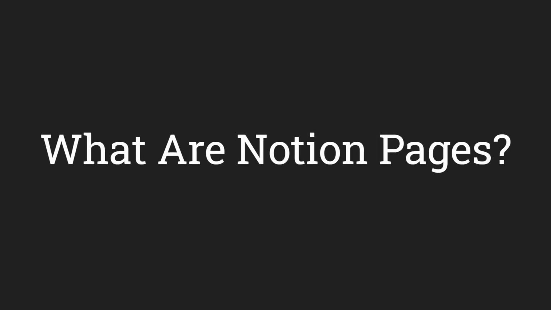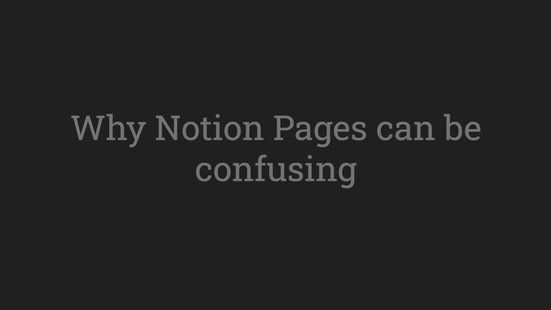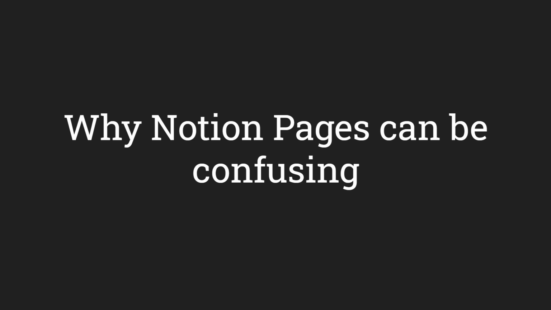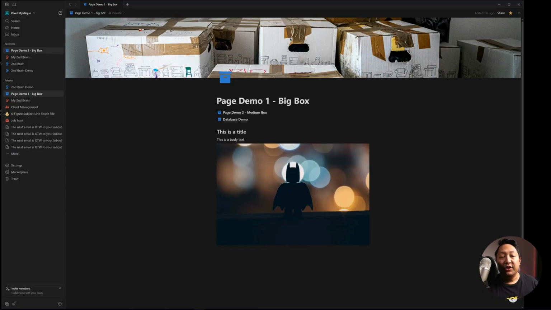Let's go. Now you might be wondering, what are pages? You can think of Notion pages as blank containers where we can add different types of information and links, kind of like a web page or a Google Doc. There's a few reasons why you might be confused with how pages work in Notion. The first main reason is their nesting nature. Notion pages can exist at different places and at different levels. In fact, it's better to think of them as containers that contain not just information, but also other pages.